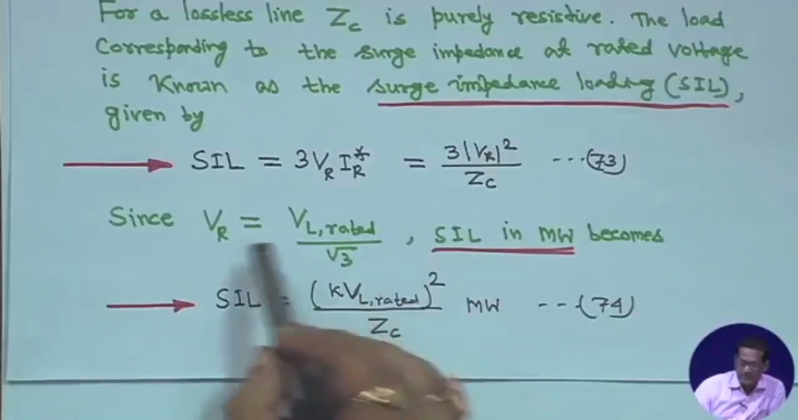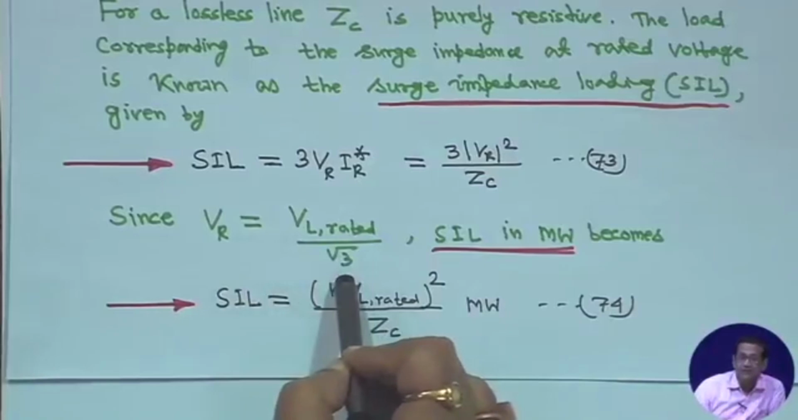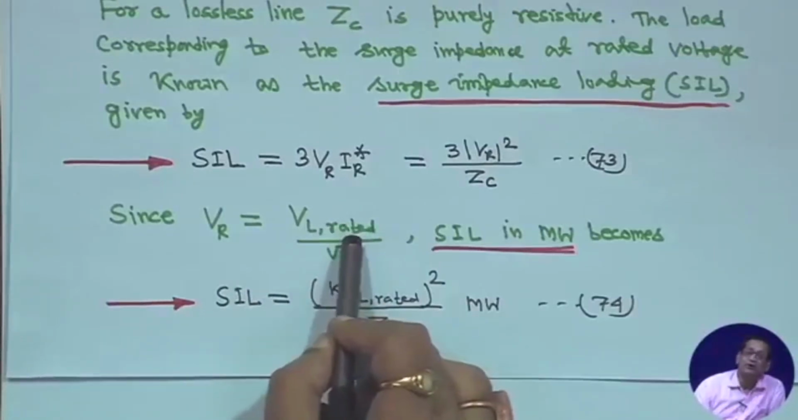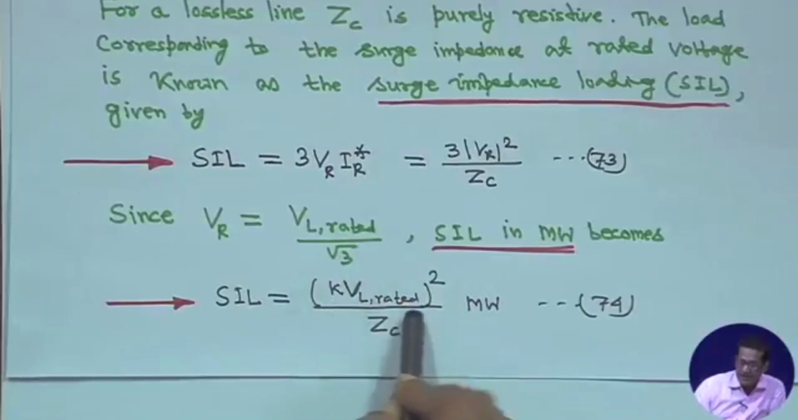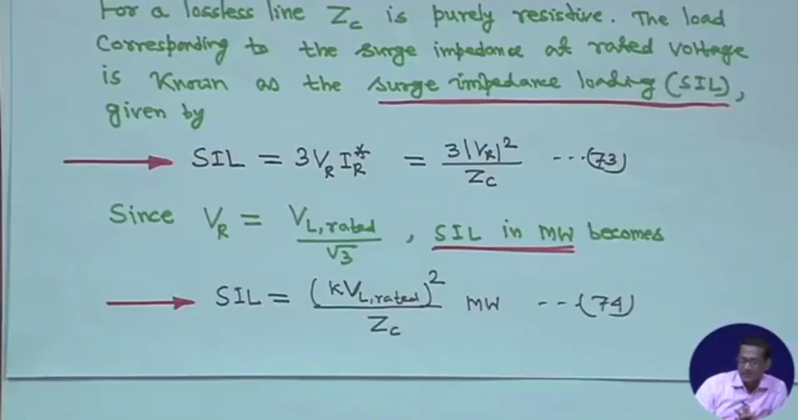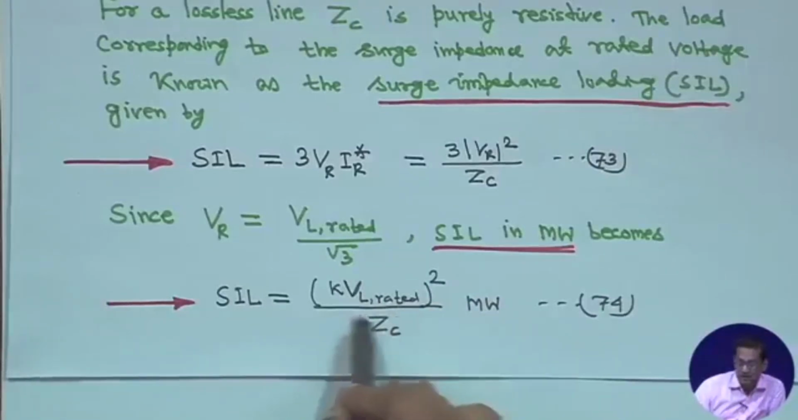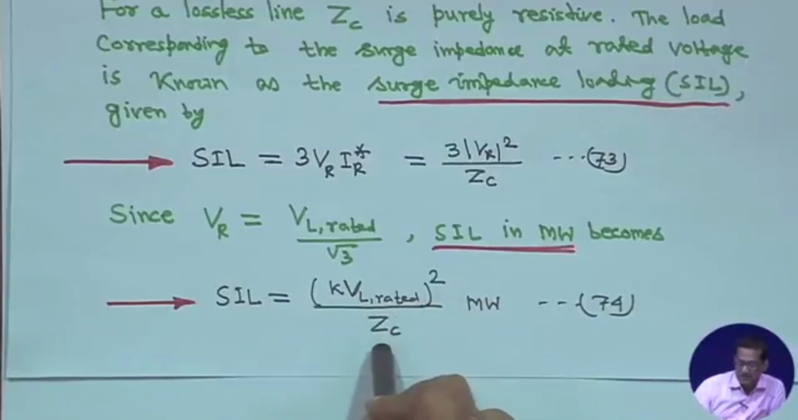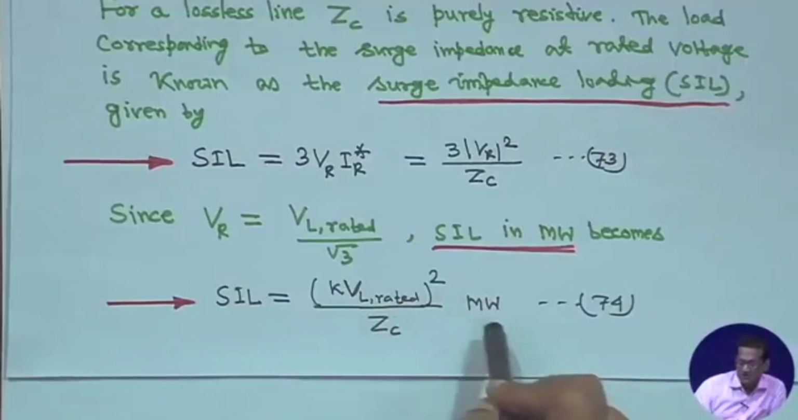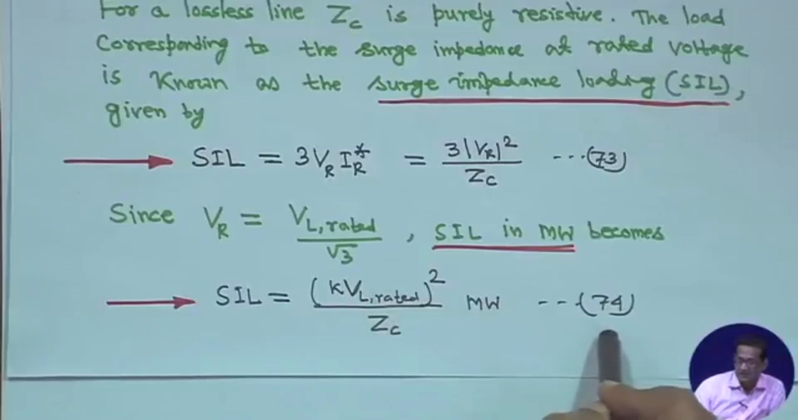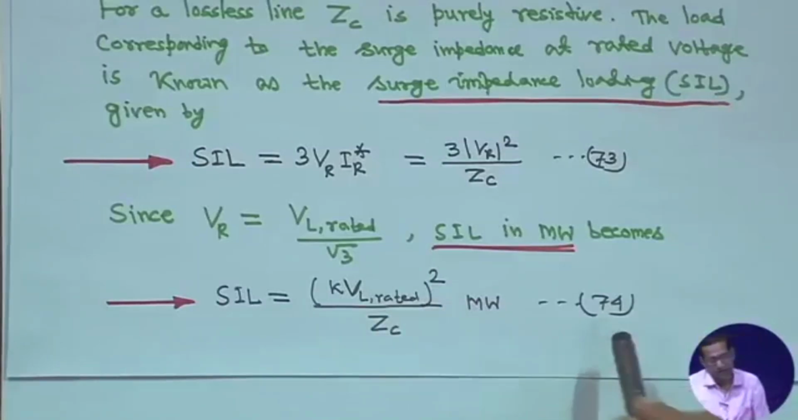What we are doing is VR is equal to VL rated upon root 3, but this rated voltage we are actually making into kilovolt, that is why I am writing KVL rated. Suppose KVL rated means 220, then 220 square upon ZC, where this is kilovolt squared and ZC is the ohmic value in ohm. So, this is actually megawatt, because it is kilovolt square, and this is equation 74.